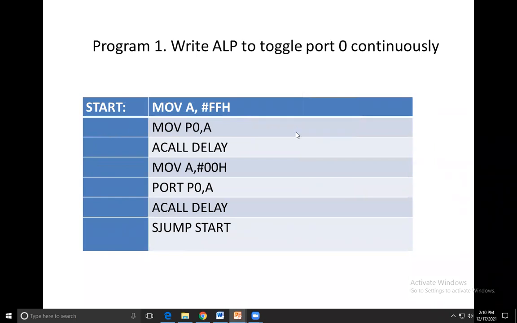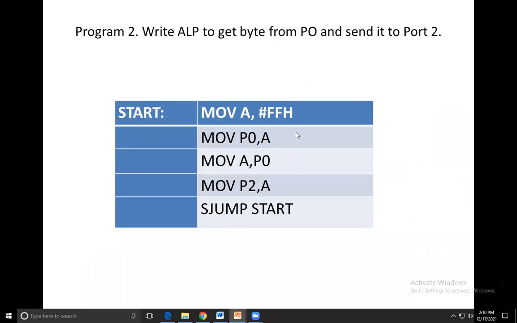Next program: write an ALP program to get a byte from port 0. You have to take a byte from port 0 and send it to port 2. So in this program, you take a byte from port 0 and then transfer it to port 2.